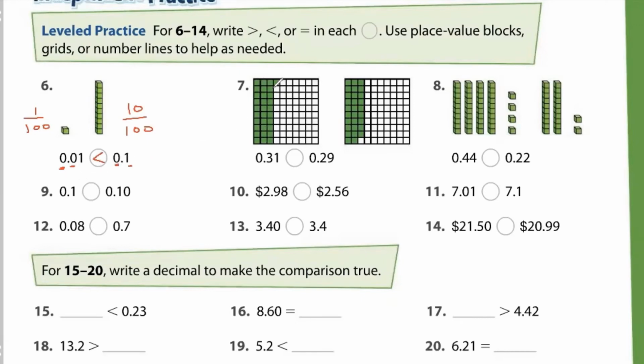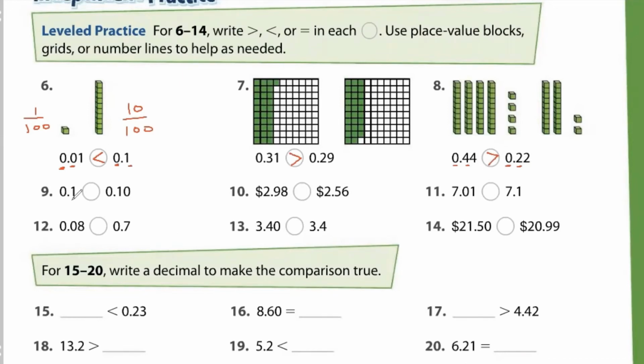Number 7, we have here 31 hundredths and 29 hundredths. It's so clear that 31 hundredths is more than 29 hundredths. Number 8, we have 44 hundredths. We have 40 and 4 small blocks, so 44 hundredths and 22 hundredths. 44 hundredths is more than 22. When you compare, starting from the left, I have here 0 and 0. 4 tenths and 2 tenths. So 4 is more.